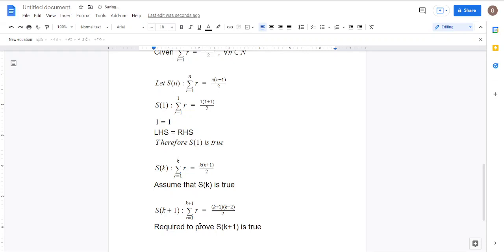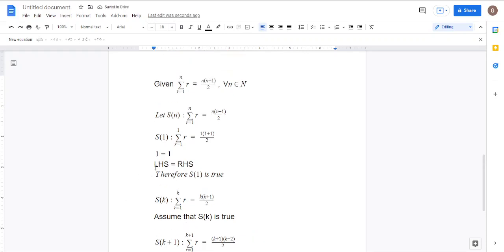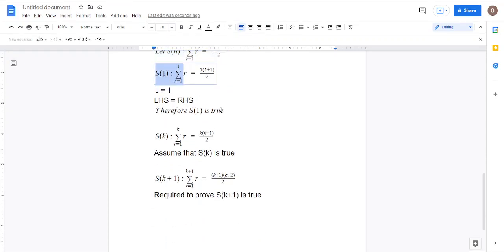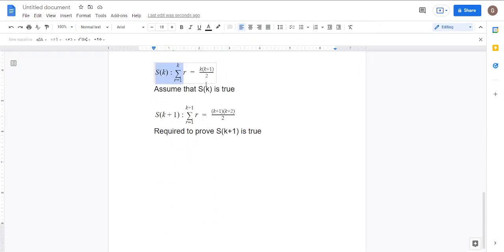Okay, so this is the actual proof. Up to this point, we haven't really done anything. We just stated the proposition. We proved the base case, which was simple: we just plug in 1 where we saw n. We assume for k, and now we're required to prove for k plus 1. So this is where the actual proof begins.